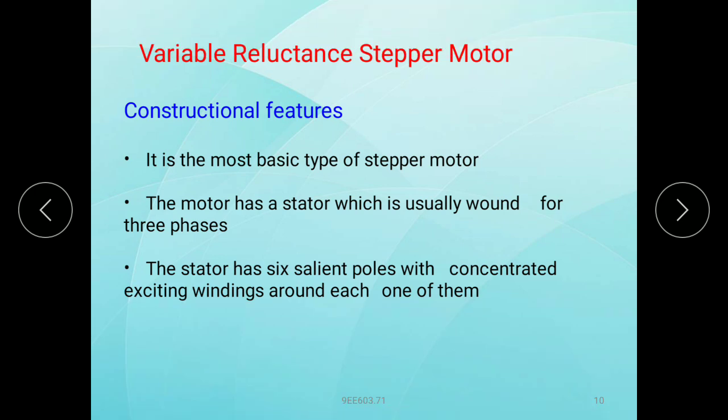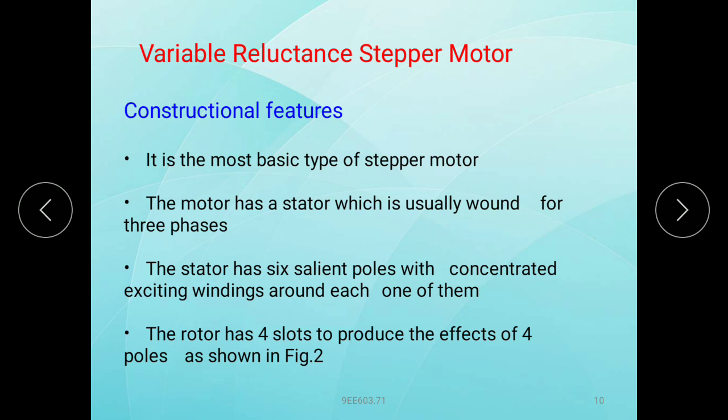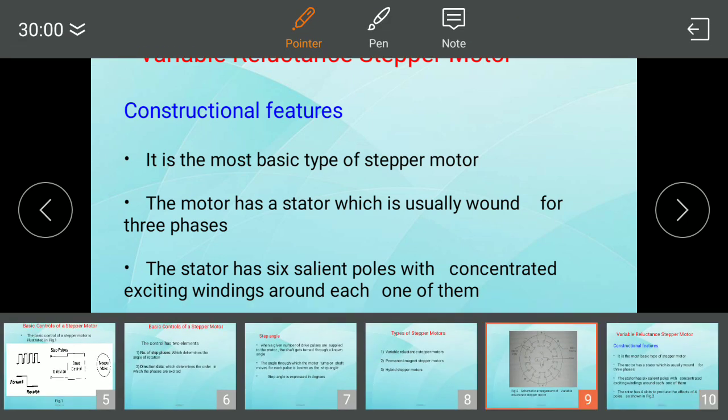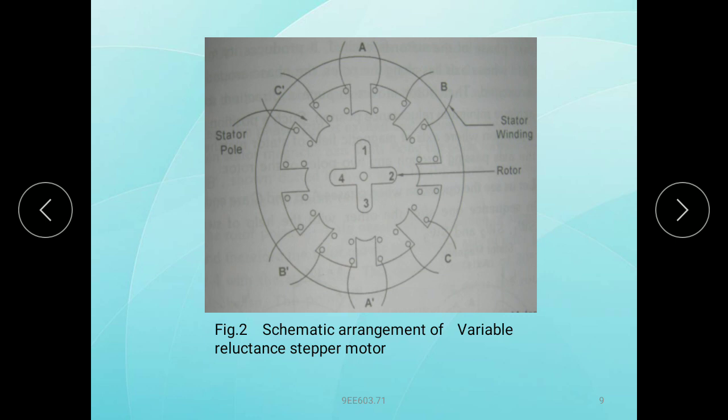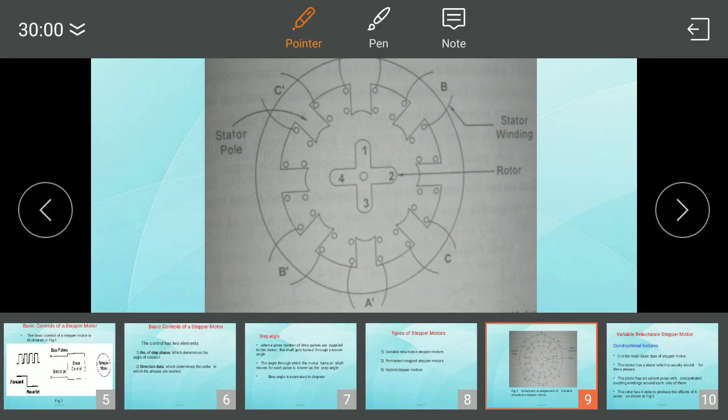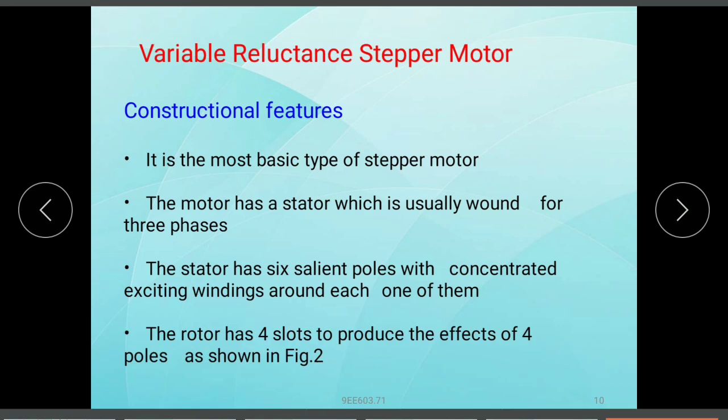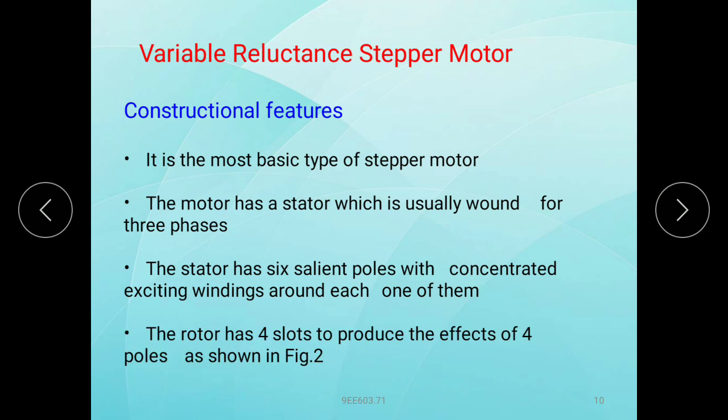Now the rotor has 4 slots to produce the effect of 4 poles. See here, 1, 2, 3, 4 poles. The rotor has 4 poles.